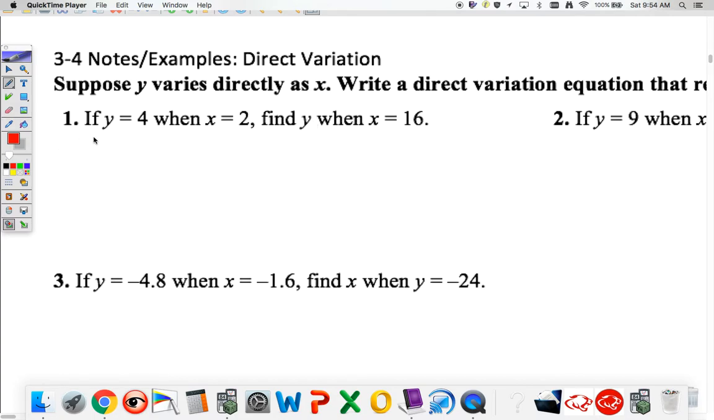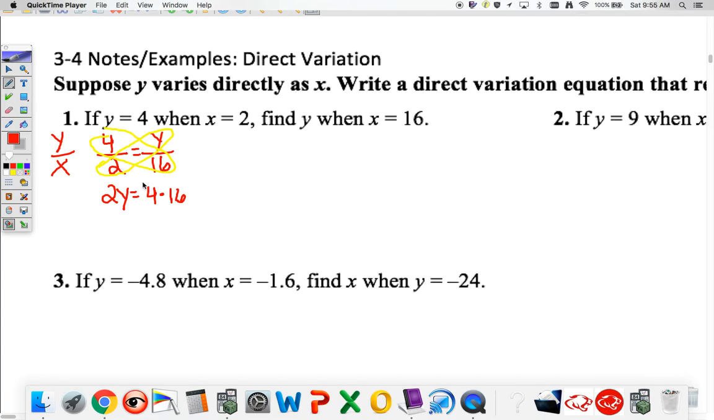So here we go. This is actually pretty easy because it says if y equals 4 when x equals 2, find y when x equals 16. If you set up a proportion, so y over x, then this becomes really easy. Y is equal to 4 when x is 2. So we're going to have to figure out what y is when x is 16. Okay, so what we're going to do is we're going to go ahead and cross multiply, your little butterfly method. And what we have is 2 times y is equal to 4 times 16.